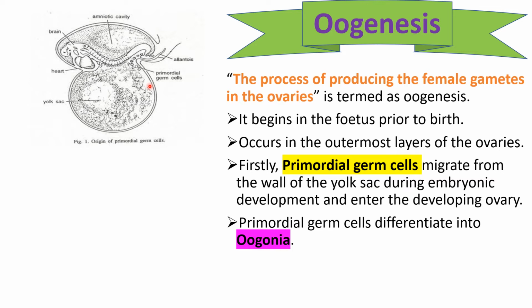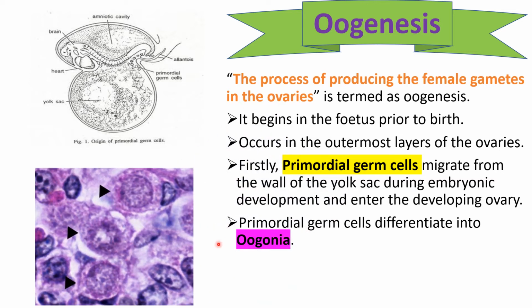Primordial germ cells differentiate into oogonia. Actually, we learn the oogenesis process from oogonia. Before that, we need to also know the primordial germ cells from which oogonia are formed. This is another picture which shows us oogonia in the developing ovaries. This is one oogonium, this is another one, and this is another one.